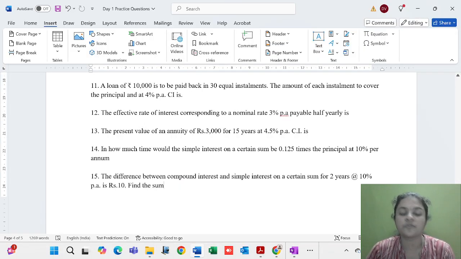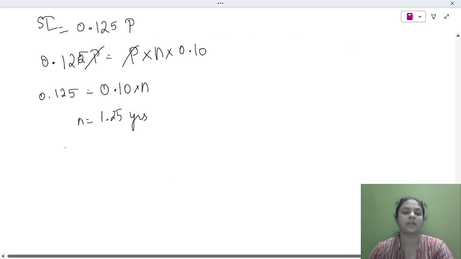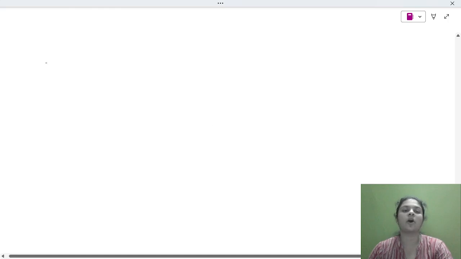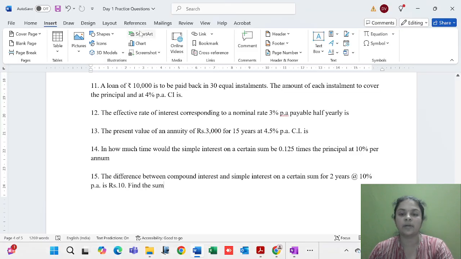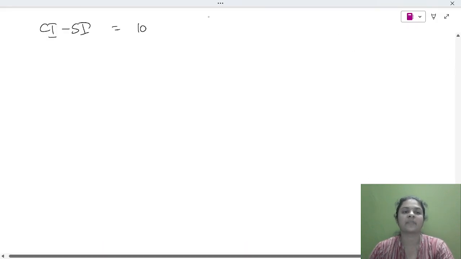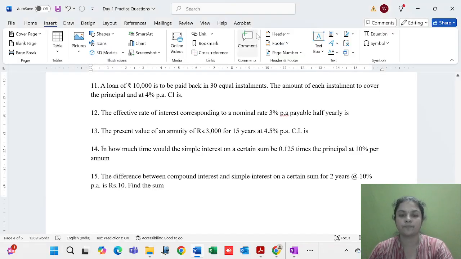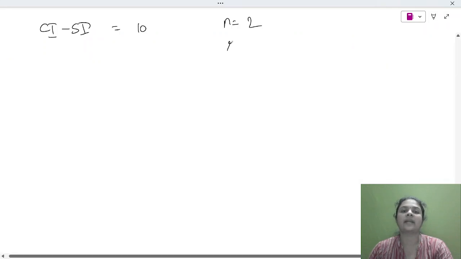Next, 15th. The difference between compound and simple interest on a sum of money for 2 years at 10% per annum is 10 rupees. Find the sum. Okay. Difference between compound and simple interest. Always remember, compound interest will be higher than the simple interest. Is equal to 10 rupees, where N is 2 years and R is 10%.